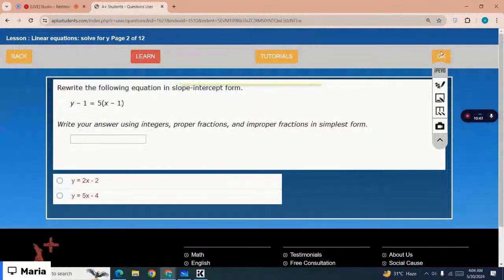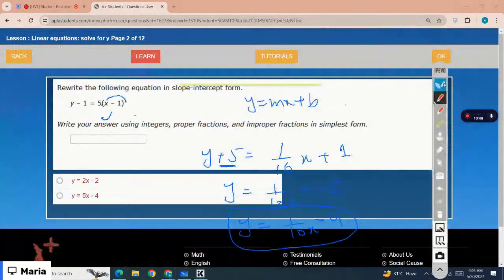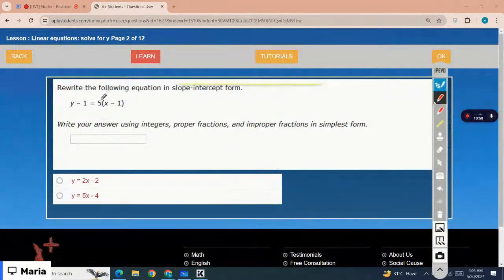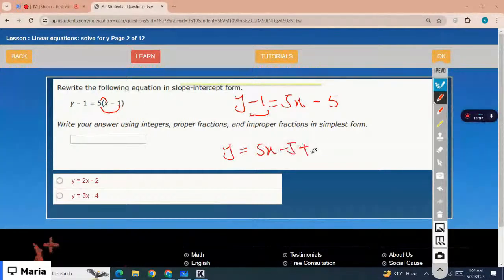Okay, the next one is rewrite the following equation in slope intercept form. You have to simplify this side first. Multiply 5 times x and 5 times 1. That is y minus 1 equals 5x plus 5, right? Now you can move that negative 1 to the other side. So y equals 5x plus 5 plus 1, so that is y equals 5x plus 6. Hmm, the option number 2, y equals 5x minus 4, is the correct option. Got it?